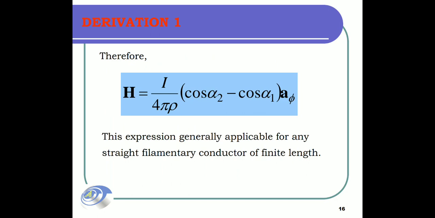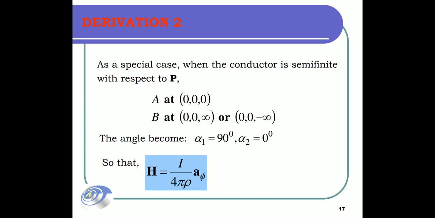Now in this case, we have to keep substituting for your three cases. Let us consider case 1, when your conductor is semi-infinite, it is not of a finite length, it is of semi-infinite length, and your point A is at origin, 0 0 0, whereas your point B is at infinity. Okay, so now what happens, your alpha 1 becomes 90 degrees and alpha 2 becomes 0 degrees. So I'll have my magnetic field intensity to be I divided by 4 pi rho into a_phi.